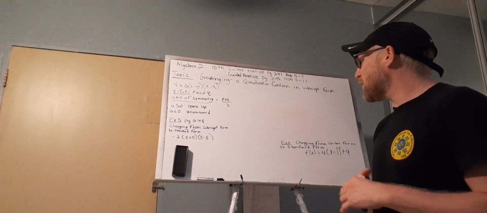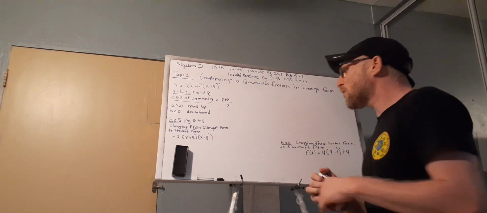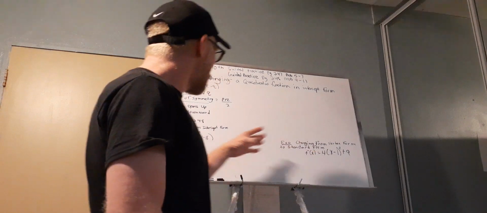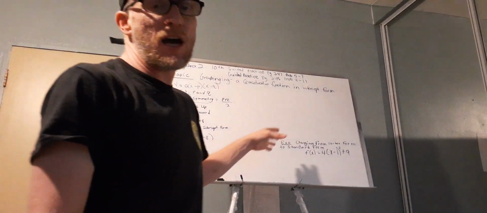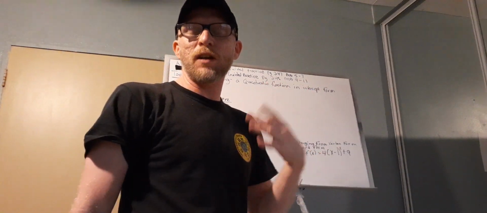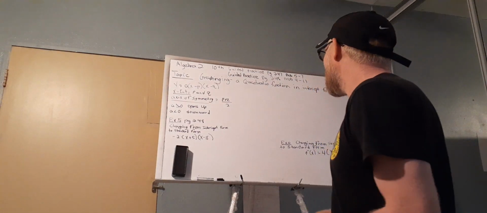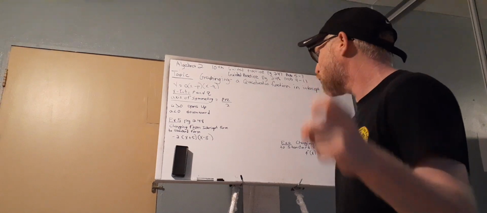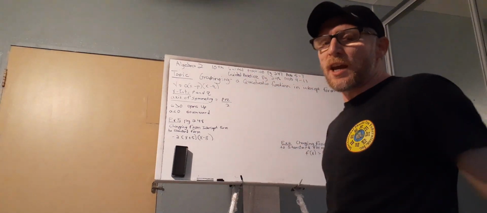So today's topic is graphing a quadratic function in intercept form. Now in the previous class, or the previous video rather, I showed you how to do it with vertex form, and I gave you some guided practice exercises. What I'm going to do today is explain these exercises, which are from pages 247 and 248, okay?